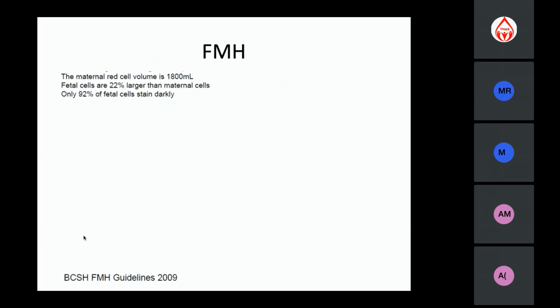To estimate fetomaternal hemorrhage, first we need to understand the maternal red cell volume. The red cell volume in an average maternal case is 1800 ml. This is estimated by maternal total blood volume times hematocrit. That is 1800 ml for calculation purposes. Overall, the fetal cells are 22% larger than the maternal cells. And by the Kleihauer-Betke test, that is the acid elution method, only 92% of the fetal cells stain darkly.